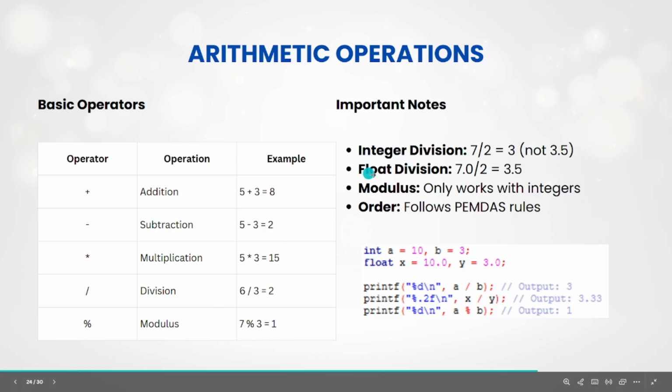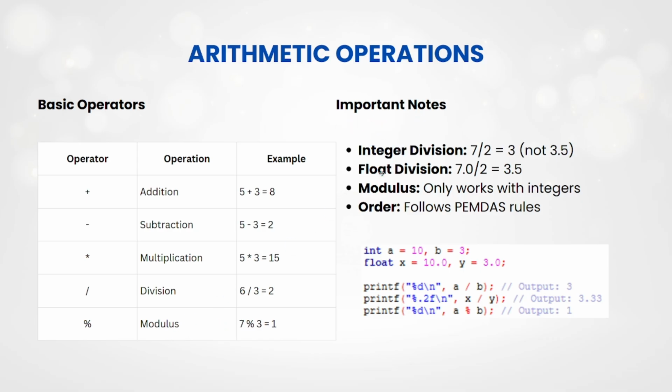So, important notes here. Integer division discards the remainder. So 7 divided by 2 gives 3, not 3.5. For float division, 7.0 divided by 2 gives 3.5. The modulo operator only works with integers. Also remember that C follows the PEMDAS order of operations, so multiplication and division happen before addition and subtraction.